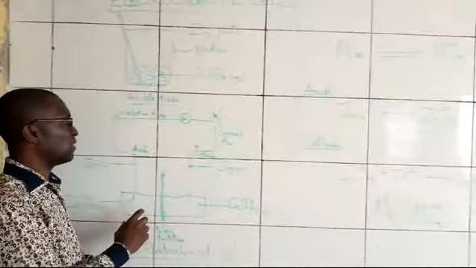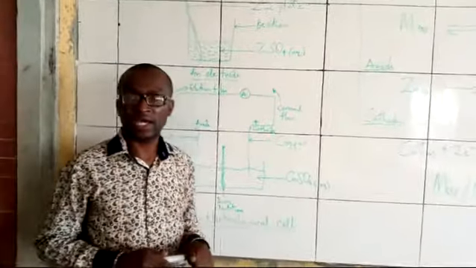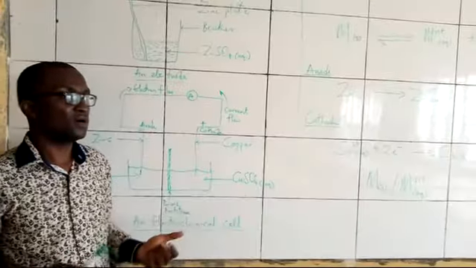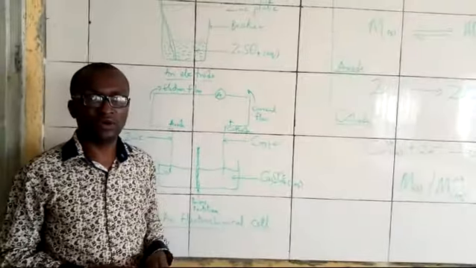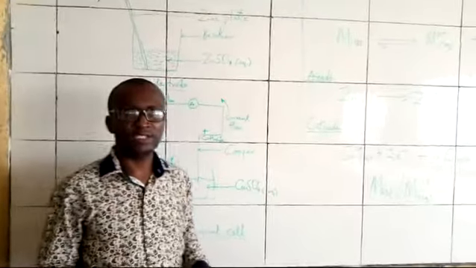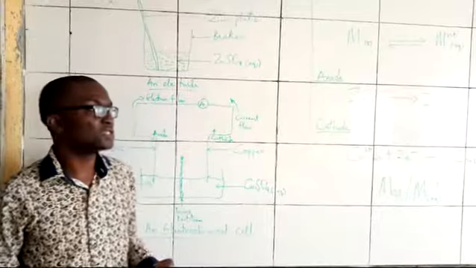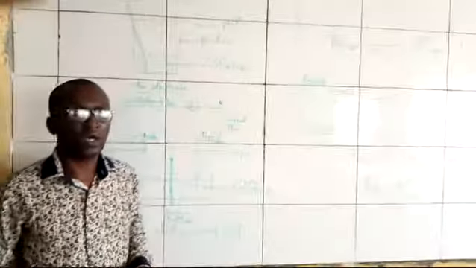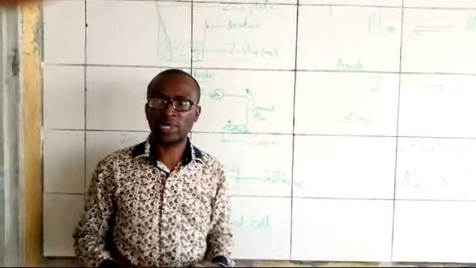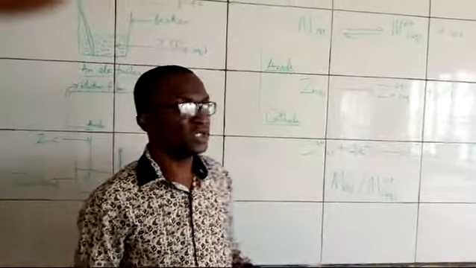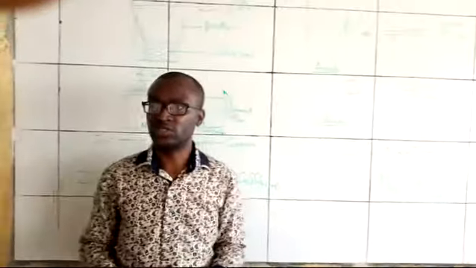Don't forget, our electrochemical cell is a device which converts chemical energy into electrical energy. Like the normal transistor radio battery is an example of an electrochemical cell. The lead acid accumulator is also an example of an electrochemical cell. Electrochemical cells can be classified into two: primary cells and secondary cells.